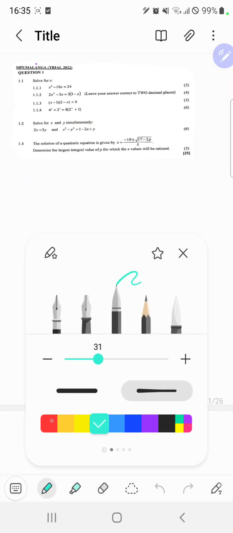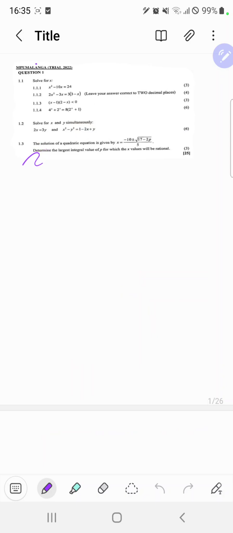Now guys, we're going to be looking at question 1. It's a standard solve for x type of question, so we're just going to jump in and start working. So 1.1, we'll probably need another color here.